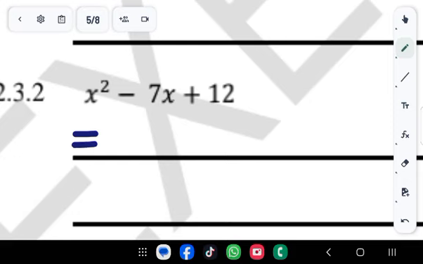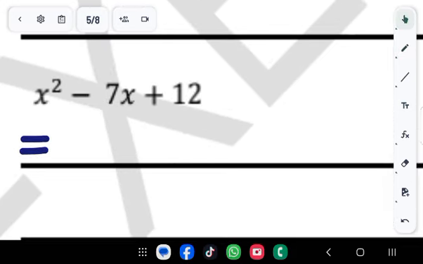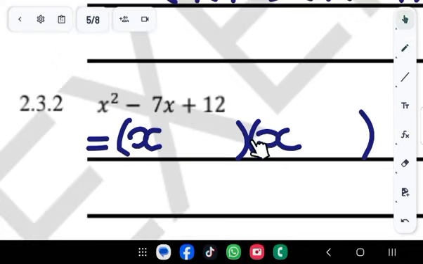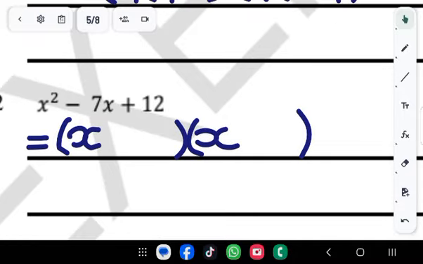yeah, this is a trinomial. So with a trinomial where the first term is x squared, you must have two sets of brackets, and in each set you will have x and x. Why? Because when you multiply them together, they will give you x squared. What is factorization? Factorization is the reverse of multiplication. So whatever it is you do in reverse, that's what you do when you factorize.